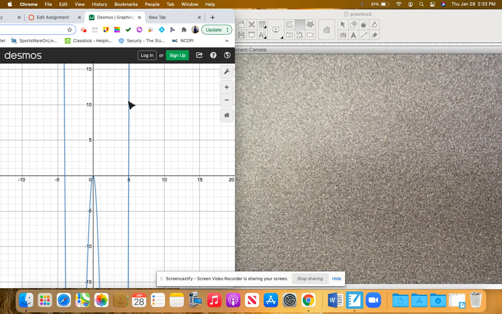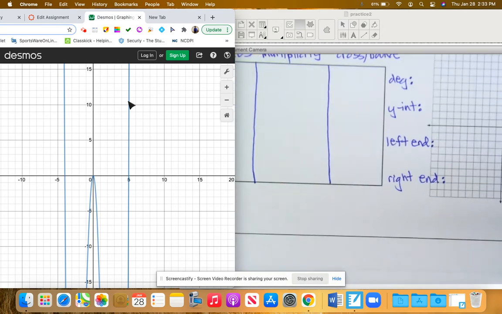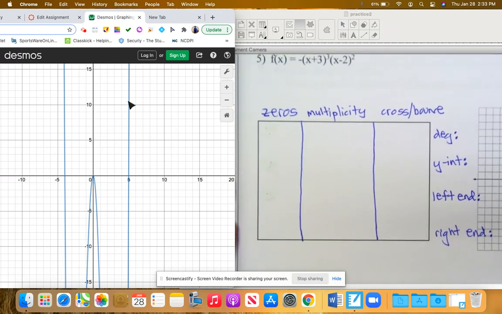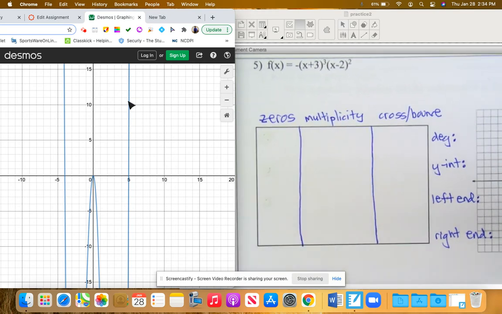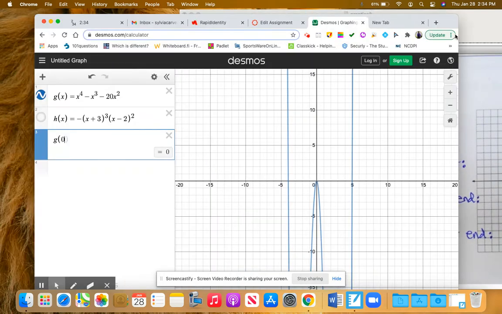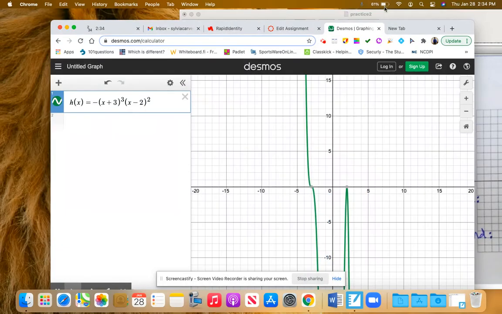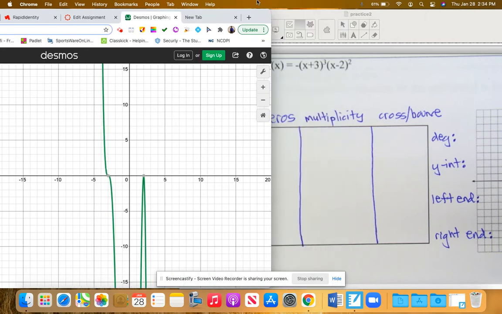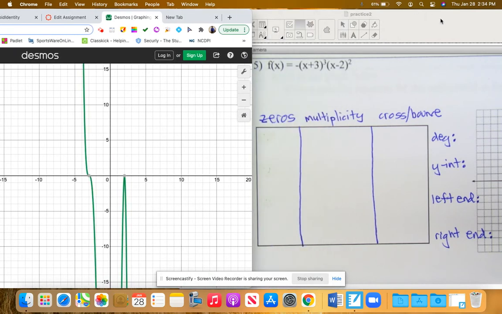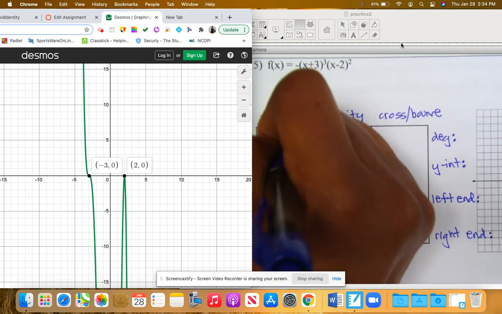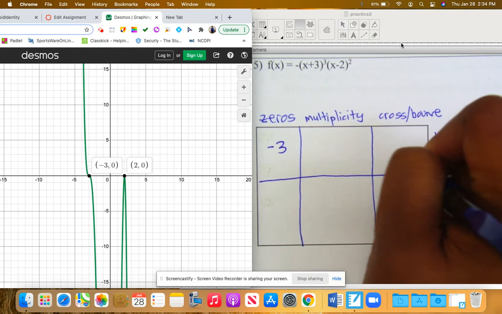And the last one, and I'm skipping around a little bit, I'm looking at number 5 on my paper here. All right, and let me pull up the graph. I already have it graphed in here. Let me cut this off. Okay, so we're looking at this one in the green here. All right, so step 1, let's identify our zeros. So I got a point there, and I got a point there. So our zeros for this function are -3 and 2.